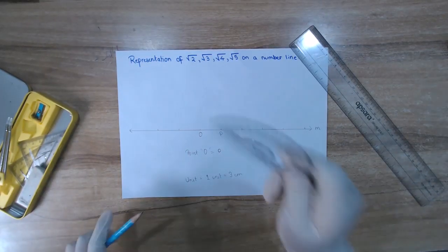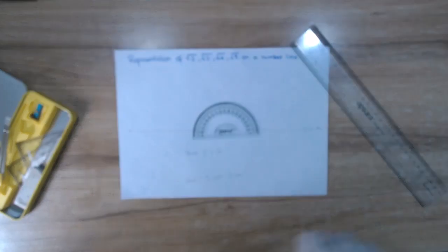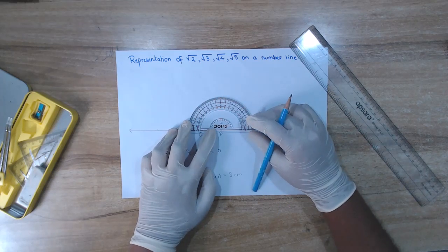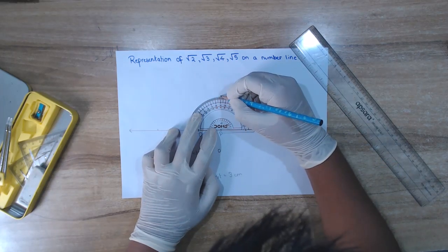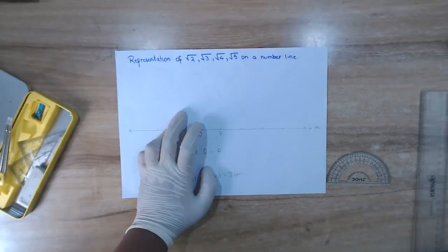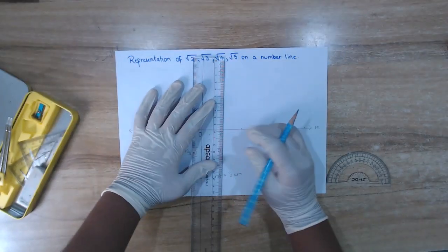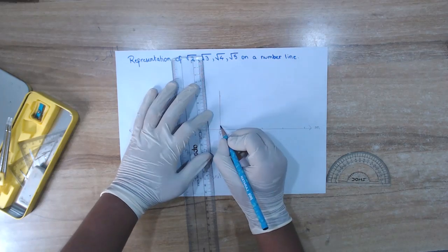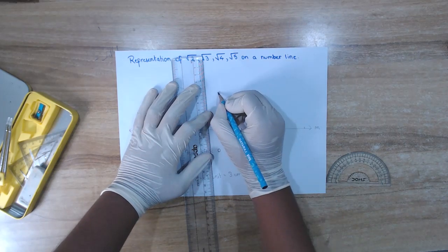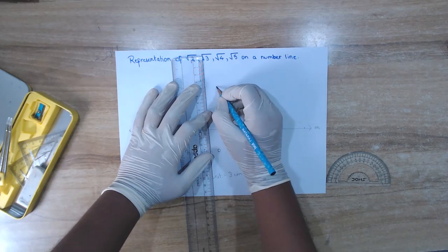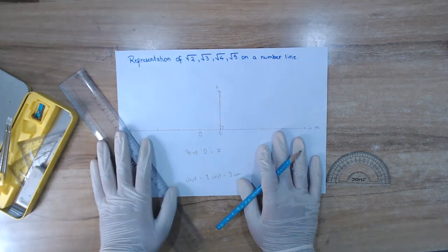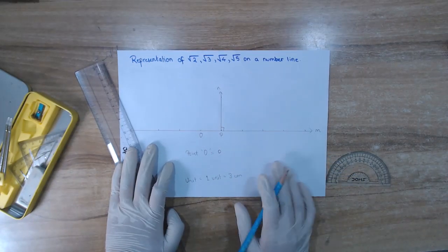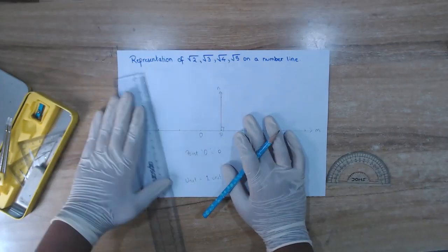Okay, so now we'll start. First we'll construct a 90 degree angle at point P. Let's construct a line here. Let this be line N. Now, as we know we have taken 1 unit as 3 centimeters, we'll mark 3 centimeters here.